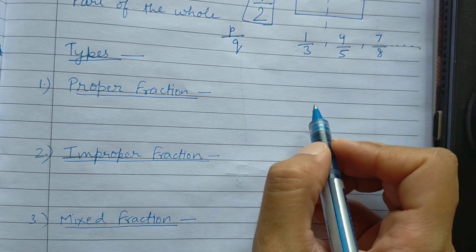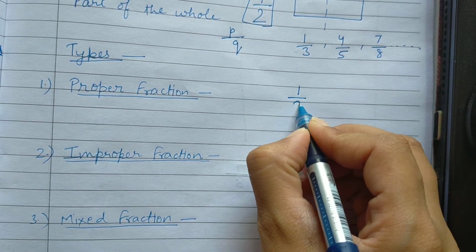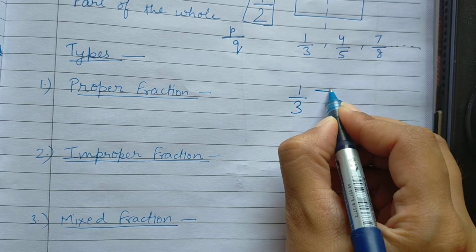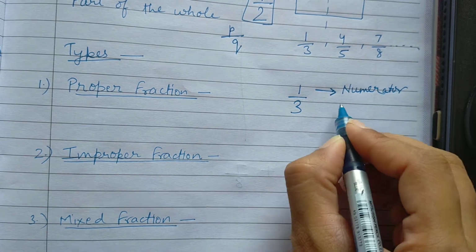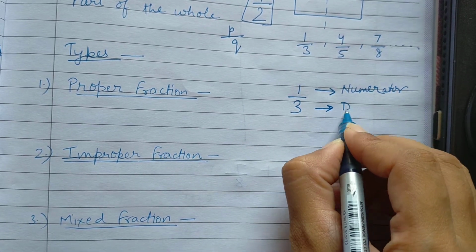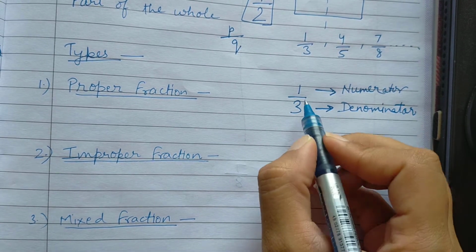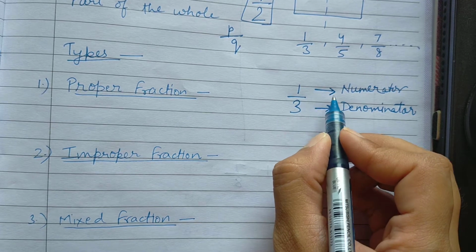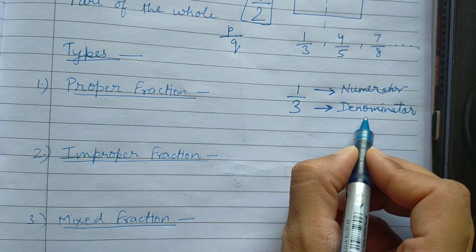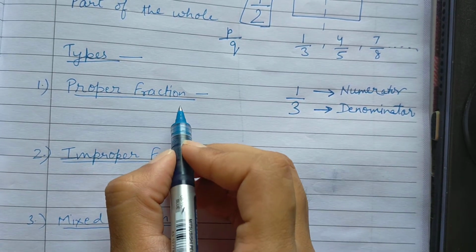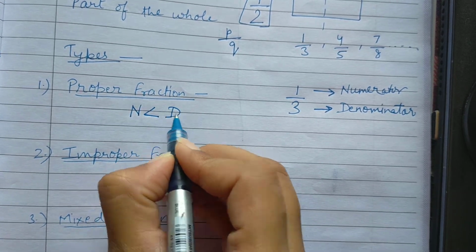Proper fractions. What are proper fractions? Fractions are represented in this form, and this is called numerator and this is called denominator. Whatever is written above the dash, that is the numerator, and whatever is written below the dash is called the denominator. So proper fractions are those in which the numerator is less than the denominator.